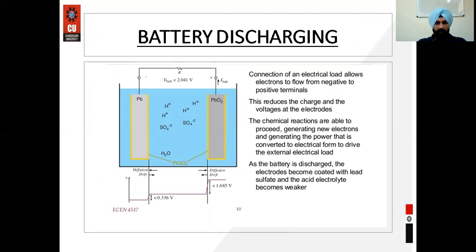Connecting an electrical load allows electrons to flow from the negative to the positive terminal. This reduces the charge and the voltage at the electrodes. The chemical reactions are able to proceed, generating new electrons and generating the power that is converted into electrical form to drive the external electrical load. As the battery is discharged, the electrodes become coated with lead sulfate and the acid electrolyte becomes weaker.